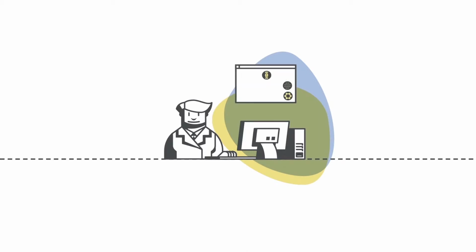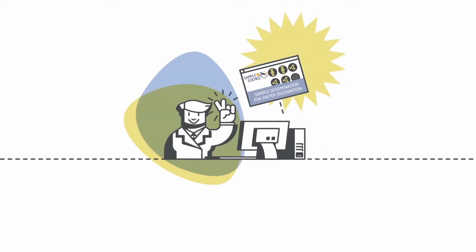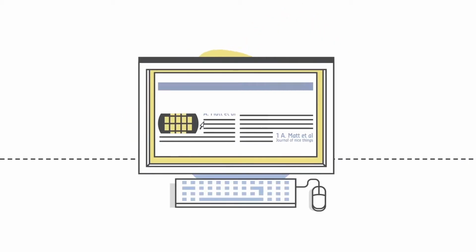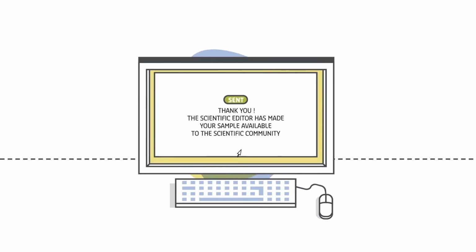Sample of Science is the place to make his samples visible to a broad scientific audience and propose them for dissemination. Matt writes a short sample description with adequate references to his full-length papers. He sends his sample description to one scientific editor who may highlight samples of particular interest.